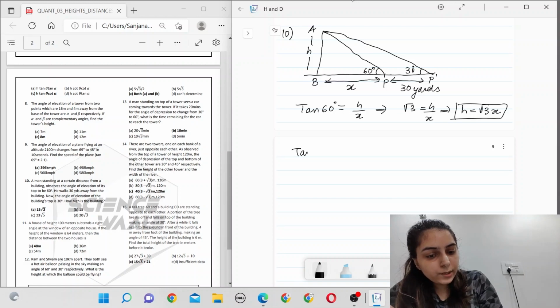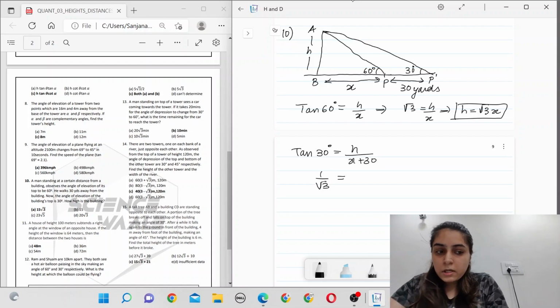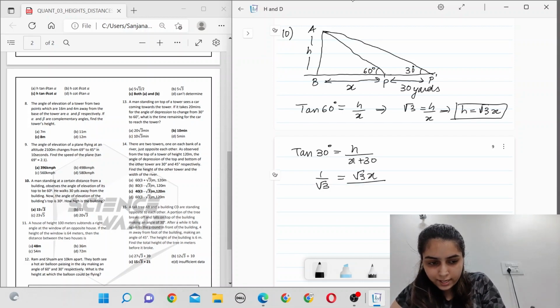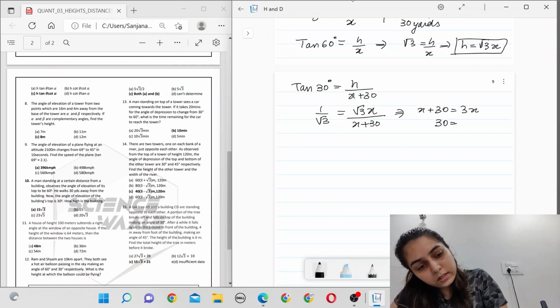If we apply tan 30, it is going to be h by x plus 30. So tan 30 is 1 by root 3 and h is equal to root 3 x, as we just proved. So root 3x by x plus 30. That implies x plus 30 is equal to 3x. 30 is equal to 2x and x is equal to 15.